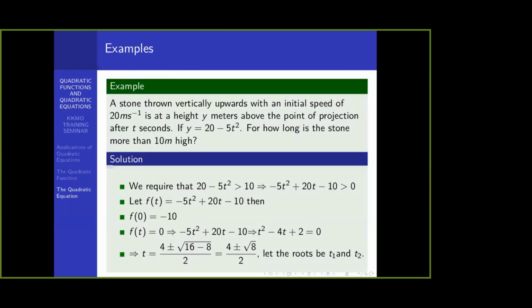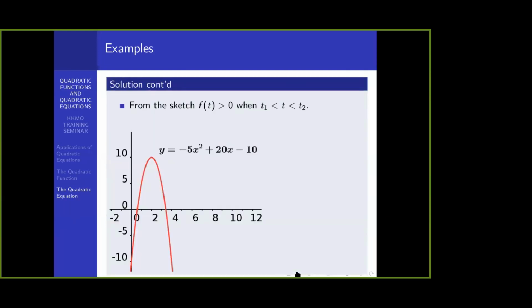You can check that: the first root will be 4 plus square root of 8 over 2, and the second root will be 4 minus the square root of 8 over 2. So the difference between the two roots is just the square root of 8, and we conclude that the ball is above the 10 meters for that much time. After that, it will be below.